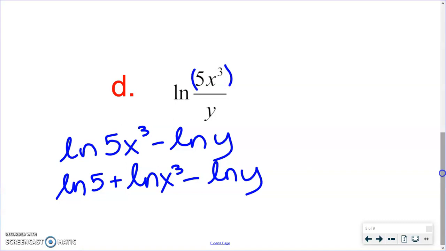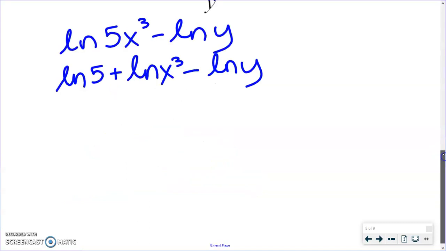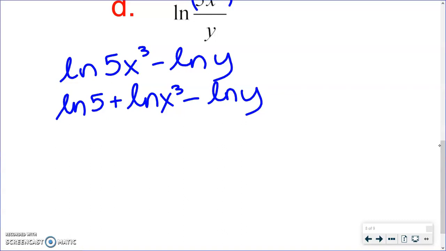And I like to write my natural logs, or my L for my natural log, as kind of a cursive L so that I don't get it confused for a number 1, which can sometimes happen if you are having writing that you can't always read. So that's why I write my L's for natural log like that.